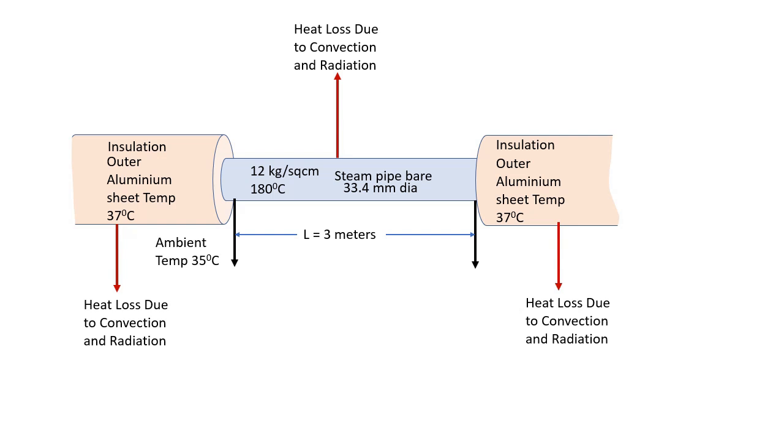Herein we have taken 12 kg per square centimeter steam with 180 degrees centigrade. We assume that the outer temperature of the pipe without insulation is also equal to the steam temperature, that is 180 degrees centigrade. So you see the steam bare pipe, the insulation is not there for 3 meters. We want to calculate the heat loss due to convection and radiation because of the non-insulation of the pipe. So we calculate it both ways.